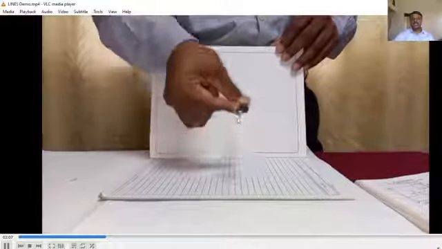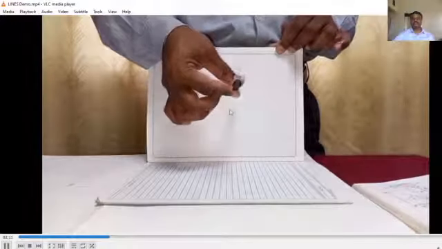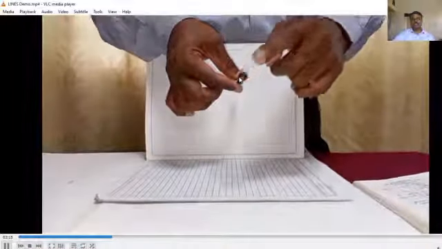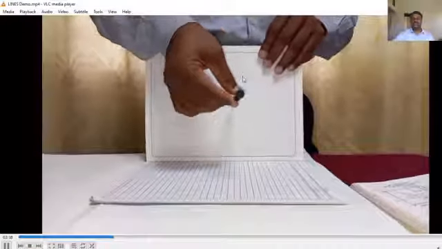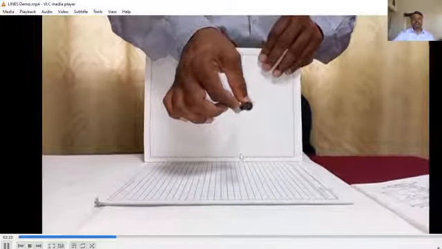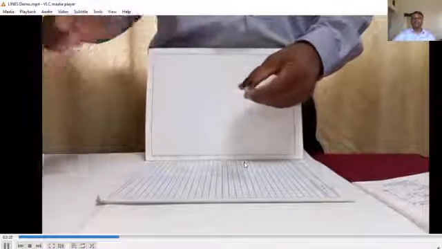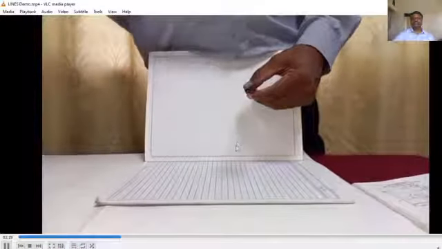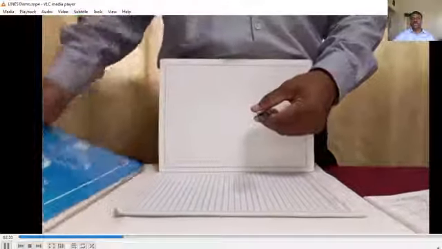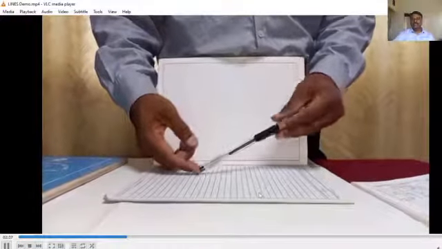Now you can see here, this line is perpendicular to VP. In the front view it will look like a point, but in the top view the true length line will come. So in such a case, you have to start from the top view. Front view will look like a point, top view a true length line. Another case, can you see here?